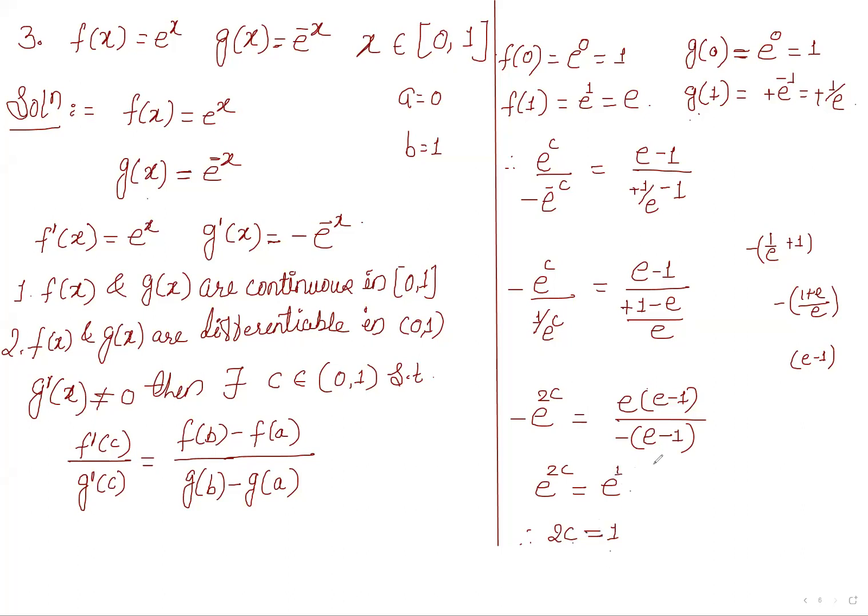So 2c is equal to 1, therefore c is equal to 1 by 2, and c equal to 1 by 2 lies in between 0 and 1, isn't it? So here c belongs to the interval 0 to 1, hence CMVT verified. Okay, now we are going for the next example.